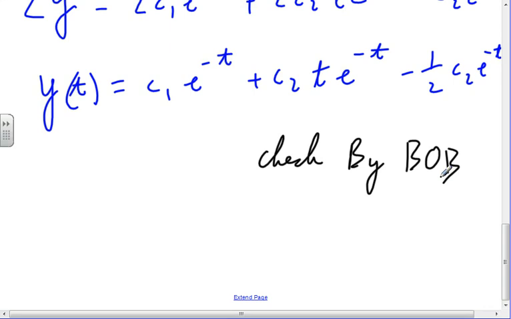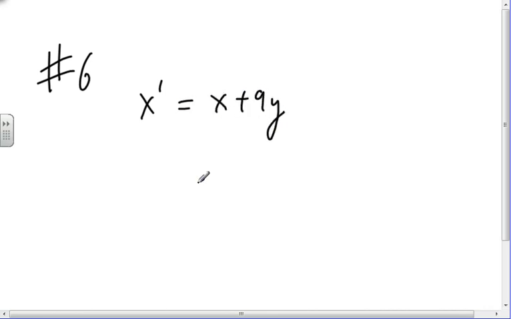All right. We're skipping 4, going to number 6. Number 6. x prime is x plus 9y. y prime is minus 2x minus 5y.